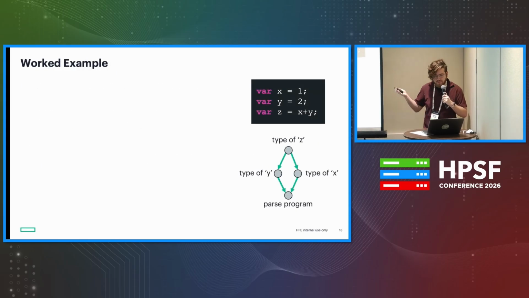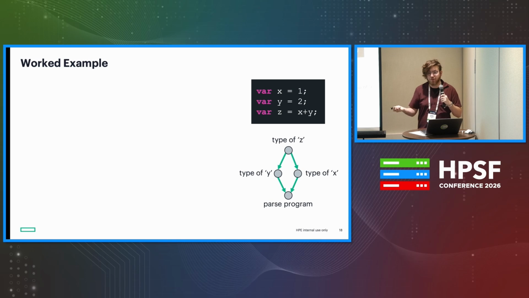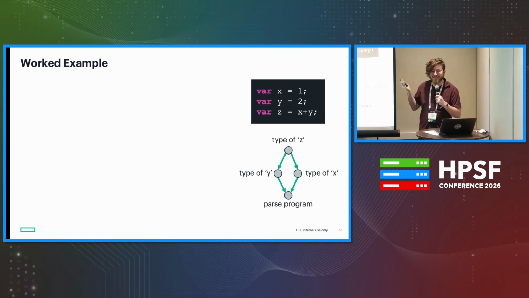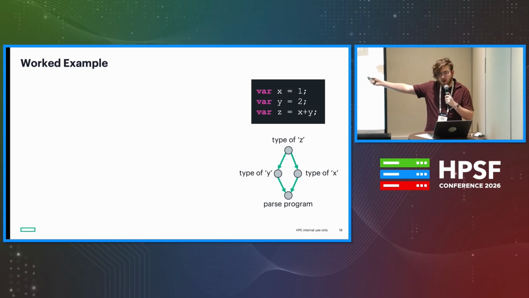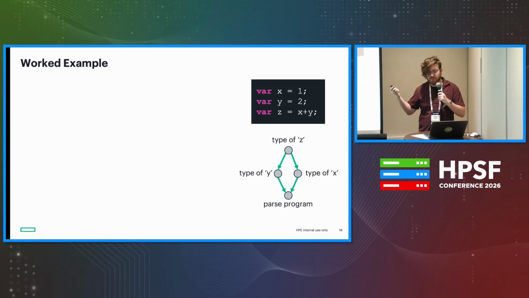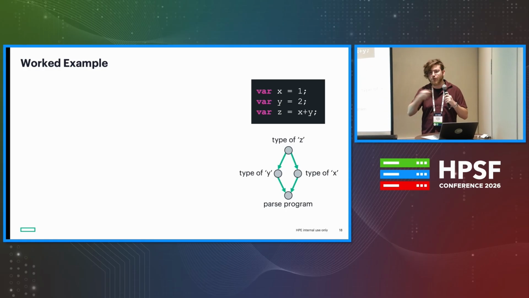I have a little demo of this, basically. This is a worked example. Here, there's a program with 3 variables, x, y, and z. x and y are just 2 variables. They're equal to 1 and 2. And z is the sum of those 2 variables. I think we can understand what this code does. So here, I also have a dependency diagram of how to compute this information. So to compute the type of z, you need to know the types of x and y, because they're being summed. You don't know what they are.